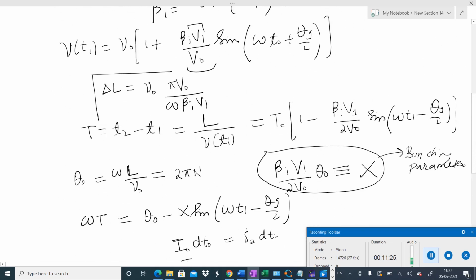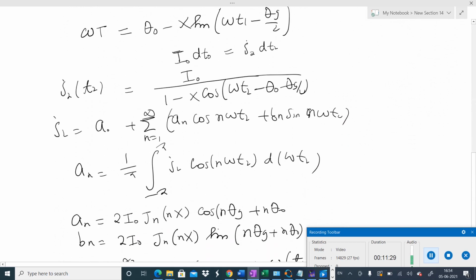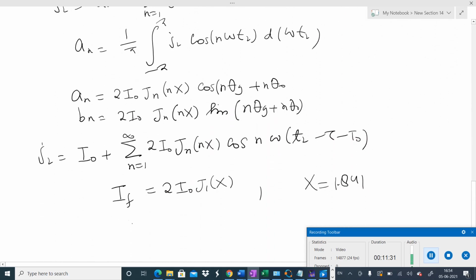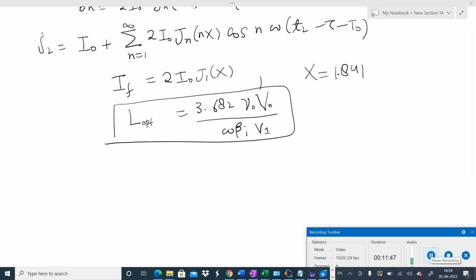Then using the delta L equation, we get that the optimum length is 3.682 V naught divided by omega beta I V1, where V naught is the voltage. Till this much we have done already.